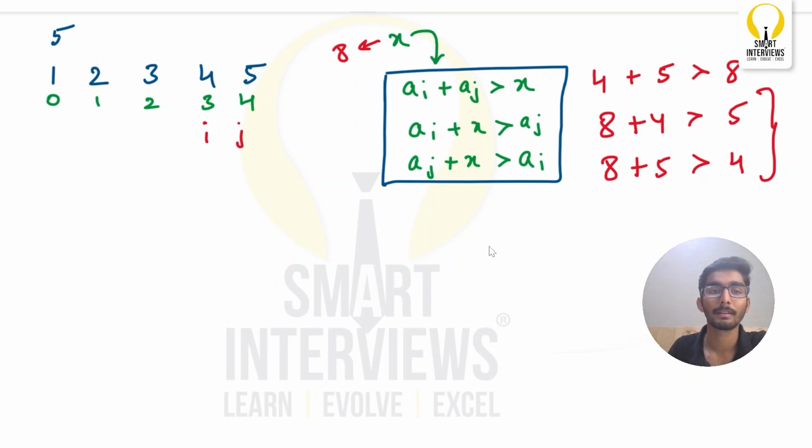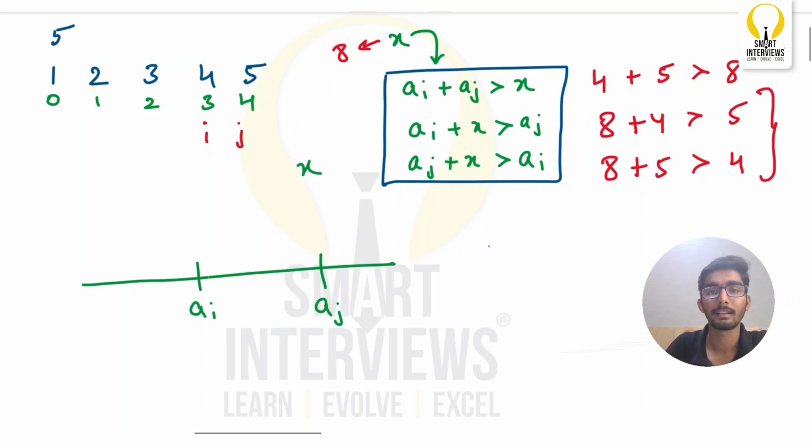So now let's see what if I pick two elements. If this is my number line, if this is ai, if this is aj, I need to pick x, right? My x can be smaller than these two, it can be somewhere here. My x can be in between ai and aj, which is here. The value of x can be greater than ai and aj. It can also be here, right?